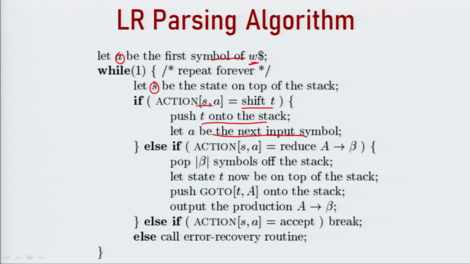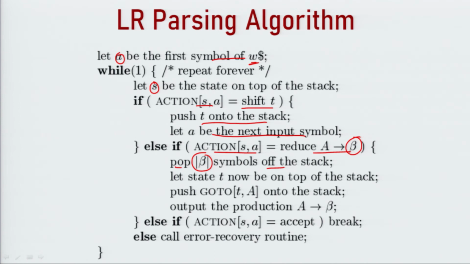Now, the second possibility: if the action corresponding to S comma a is reduce using A to beta, we do 3 steps. The first step is to calculate the length of beta, count how many symbols there are, and pop that many symbols from the stack.